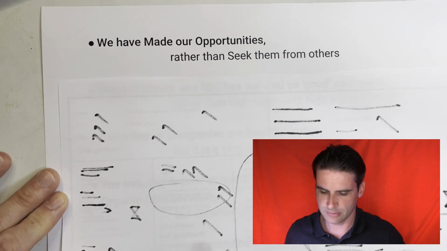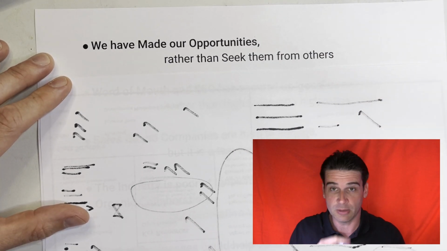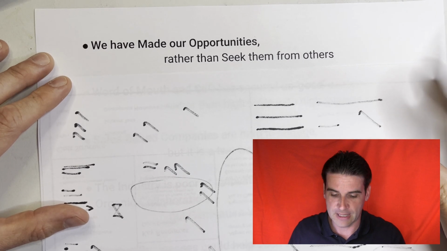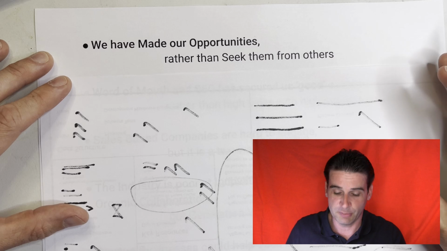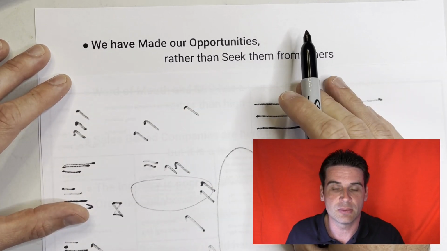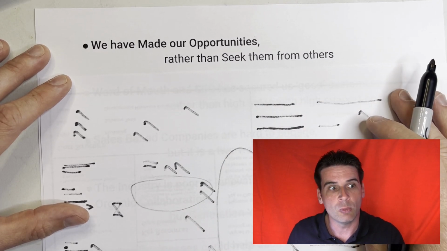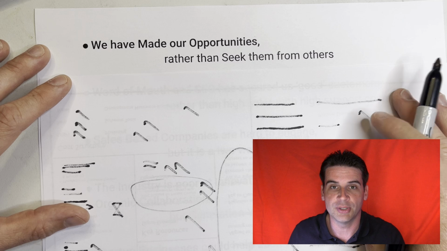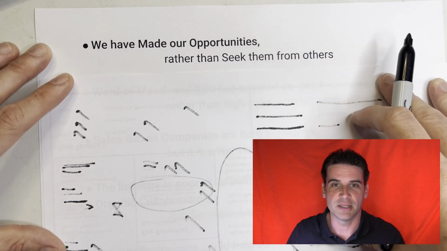Right. So first of all, we have made our opportunities. We've worked in the industry, we've seen opportunities, we've had a vision. We've sold a product, and obviously customers have bought that product. We have made our opportunities. We have not sought them from others, and it means that we work with the actual customer rather than the bigger company customer kind of thing.